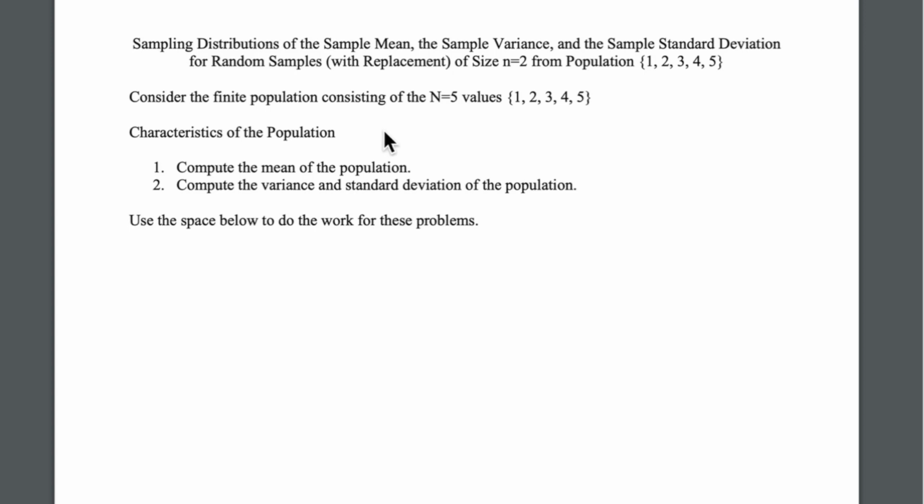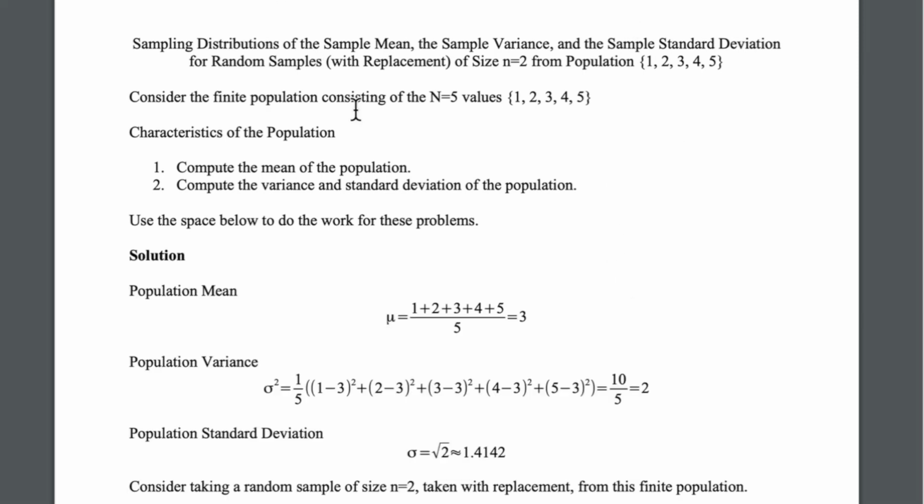In particular, we need to calculate the mean of the population. We also want to calculate the variance and the standard deviation of the population. Now remember, the mean of the population is a measure of location for that population, and then the variance and standard deviation are both measures of variation or dispersion associated with that population, the standard deviation being the positive square root of the population variance. And so let's do this first.